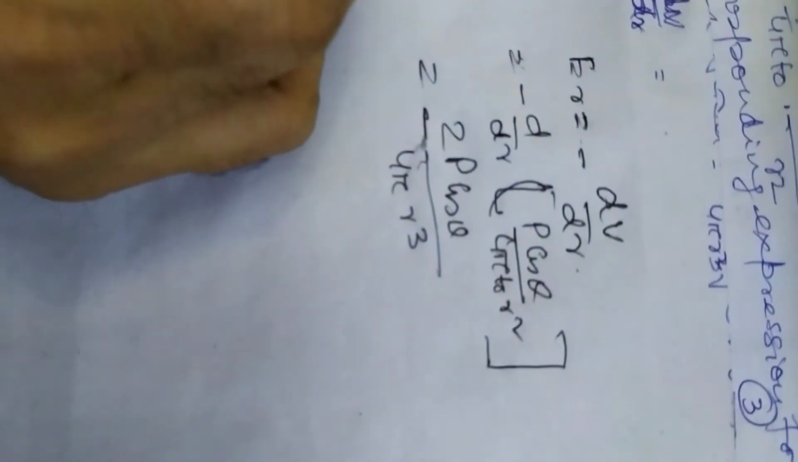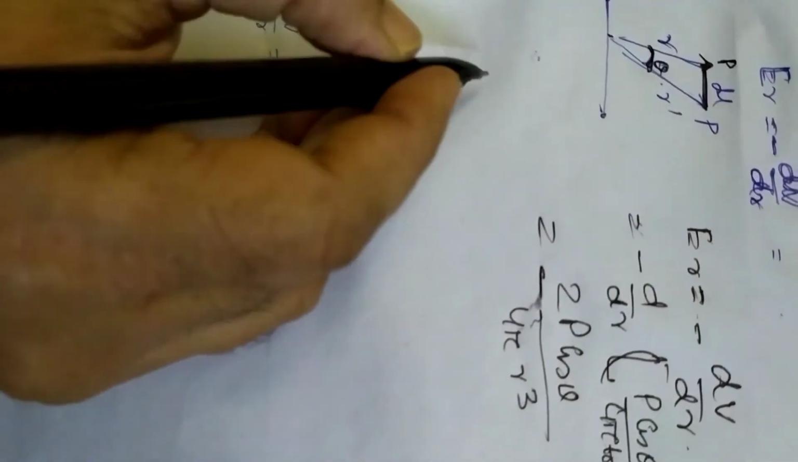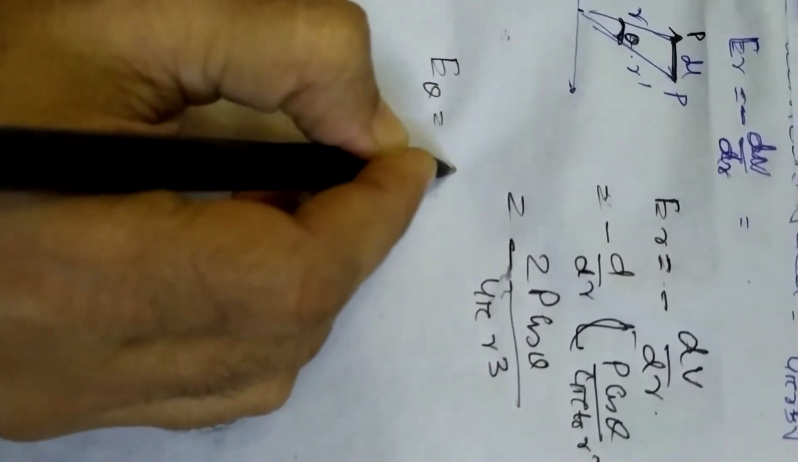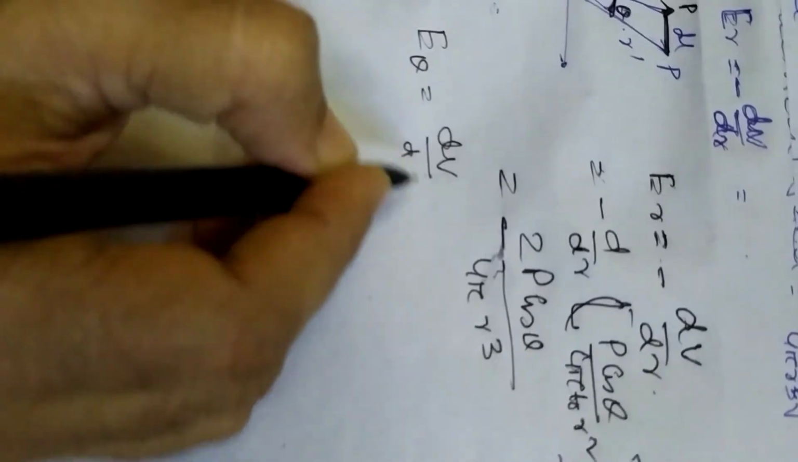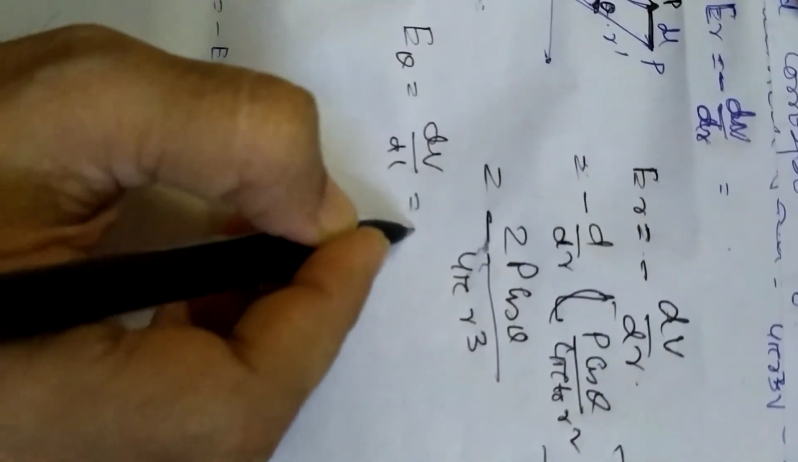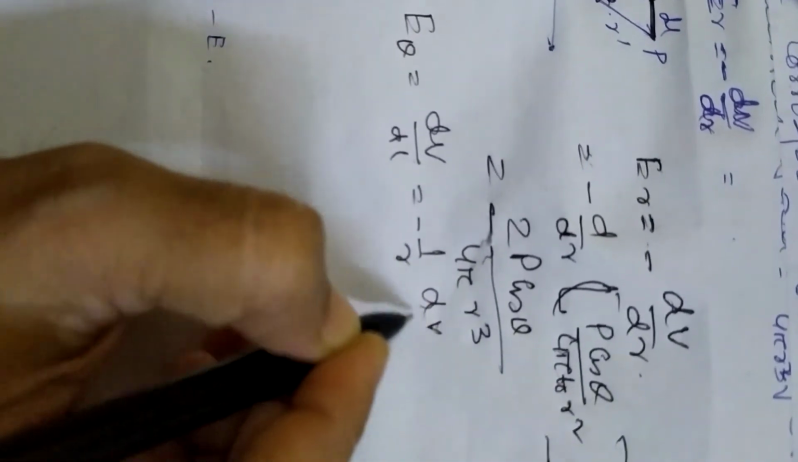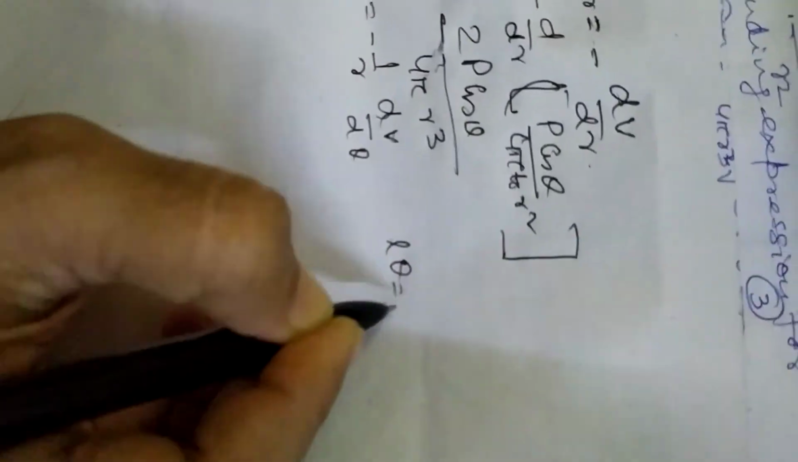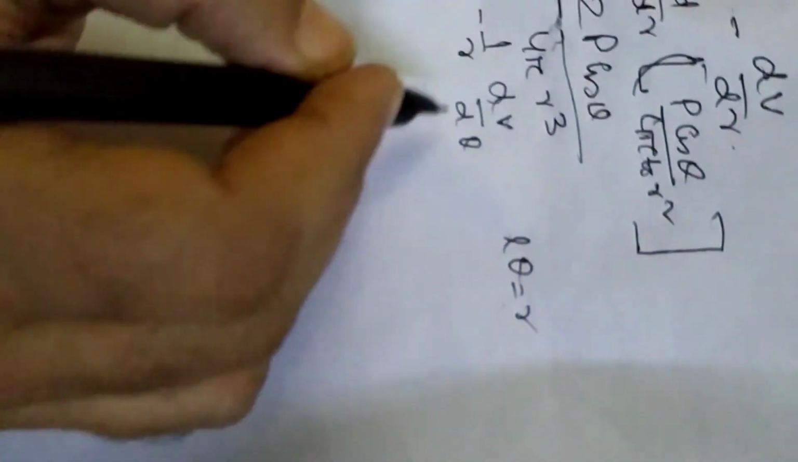Now next we take the other component, that is theta. When we take the change along theta, we write dV by dl. So it will be 1 by r dV by d theta, since l into theta is equal to r. So in this way we write this equation.